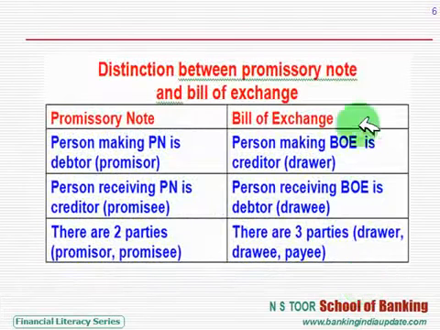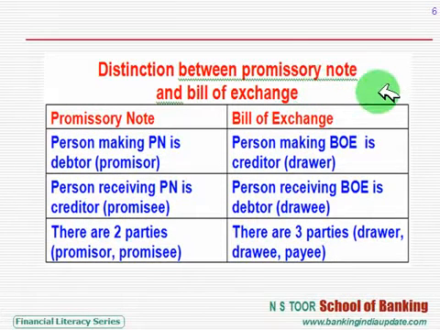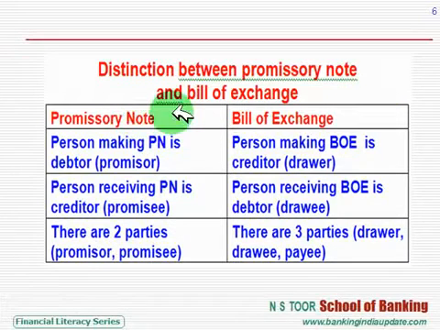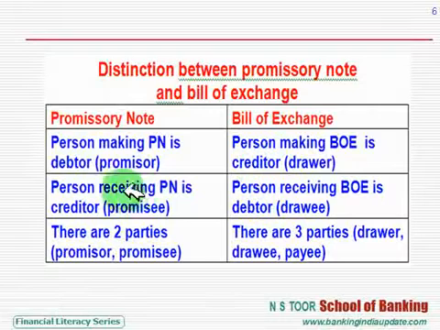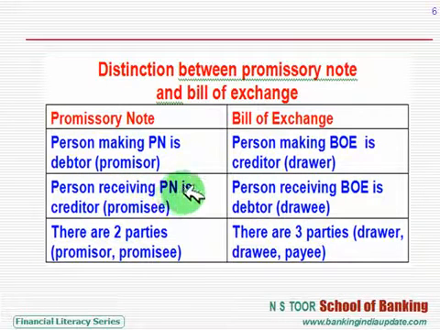Now distinction between promissory note and bill of exchange. So here we are placing promissory note, here we are noting the features of bill of exchange. Person making promissory note is called promisor. He is a debtor. Person making bill of exchange is called drawer. He is the creditor. Person receiving the promissory note is called promisee. He is a creditor. Person receiving bill of exchange is a debtor. He is called drawee.